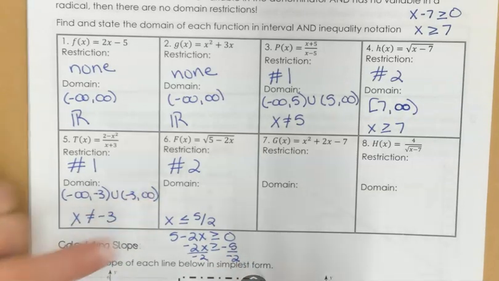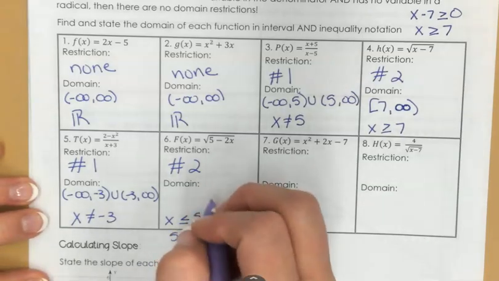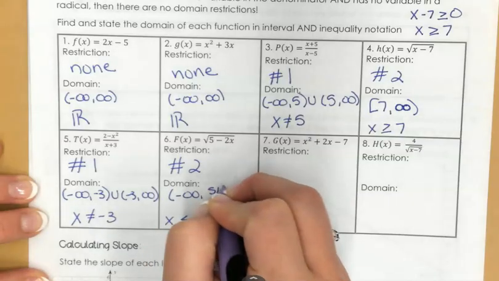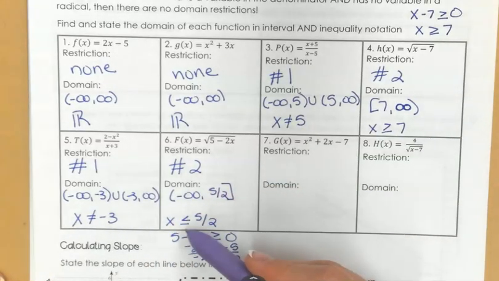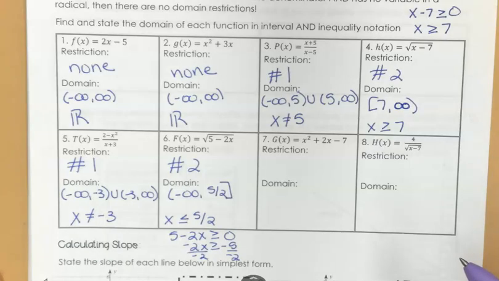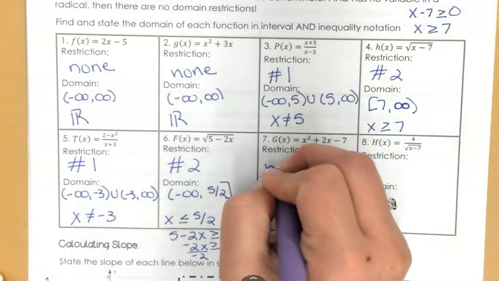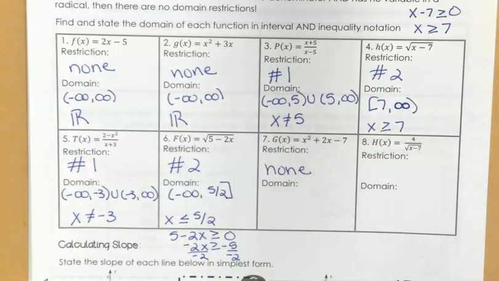To go to interval notation, this is all values less than 5 halves. So that's going to be from negative infinity to 5 over 2. And it gets a square bracket because our inequality is underlined. We get to include it. On 7, no domain restrictions here. We're not dividing anything with x and we don't have a square root.